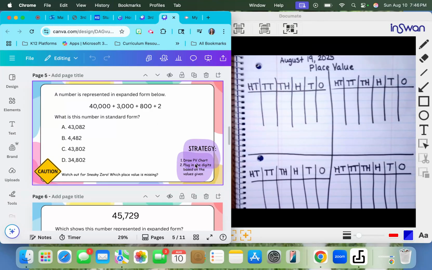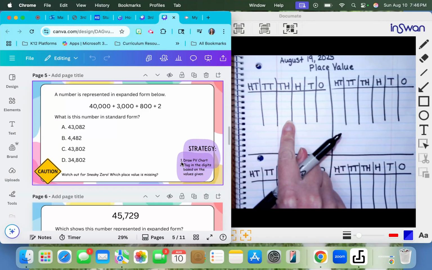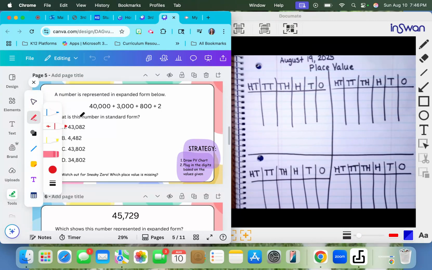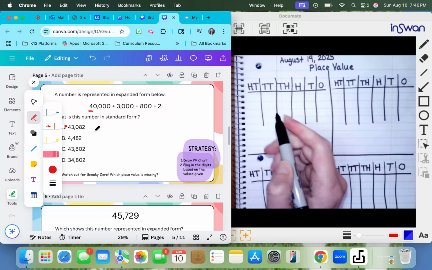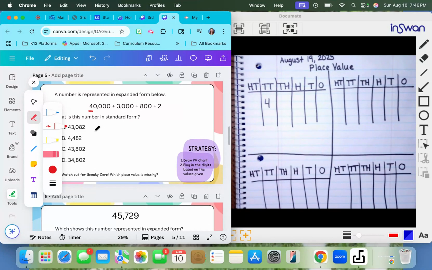So let's start here by looking at our strategies. We've drawn our place value chart. We're going to plug in our digits based on the values that we have. Our first value is 40,000. What place would this 4 be in if it's worth 40,000? 10,000s. So we're going to put our 4 in the 10,000s place.